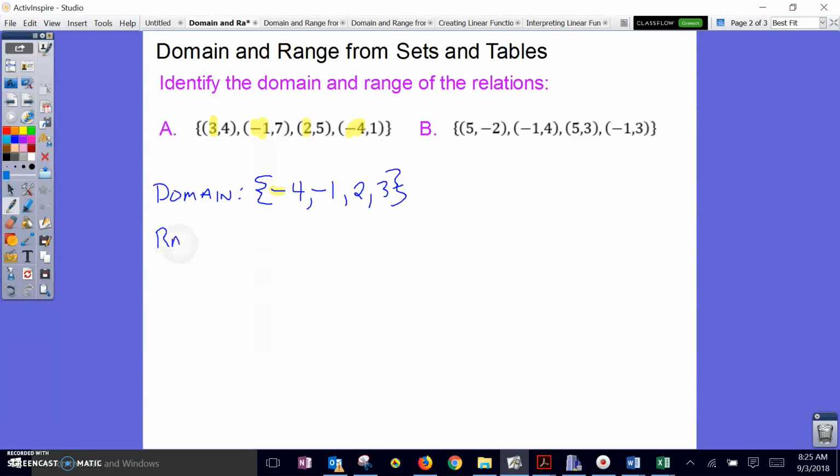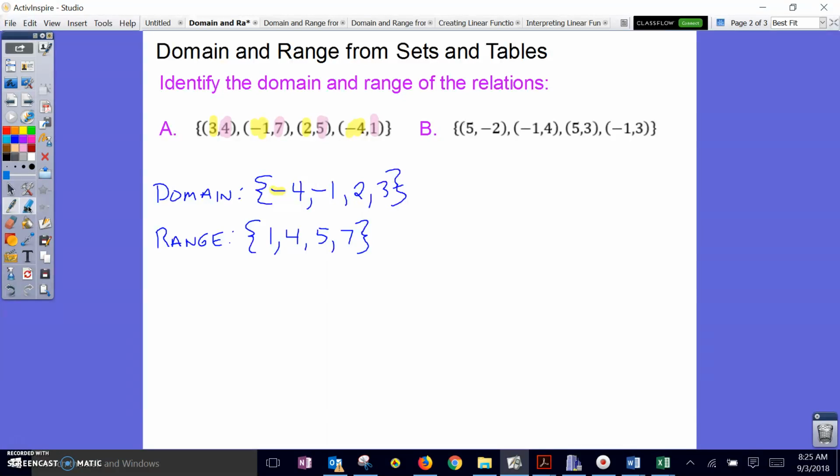Then I'm going to write my range, my set that represents my range. And now in order to do that, I want to look at the outputs, all the y coordinates in these ordered pairs. And let's see, I've got 4, 7, 5, and 1. None of them repeat. So again, I'm just going to write each one time in order from smallest to biggest. The smallest one is 1, and 4, and 5, and then 7. And there's my domain and range for part A.